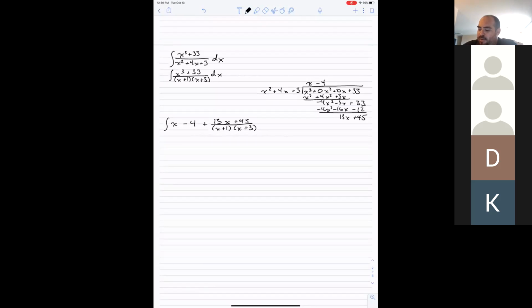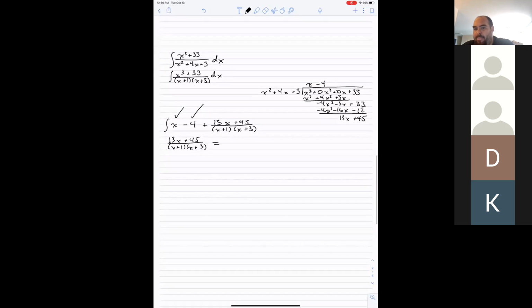All right, so I think we could probably easily integrate x and -4. So we'll just leave those for the end. What am I going to do with this rational function here? Now you're going to do partial fractions. Okay, so I got 13x plus 45 over x plus 1, x plus 3. And what would the framework of this thing be? Like what's my next step going to look like? The integral of a over x plus 1 plus the integral of b over x plus 3.